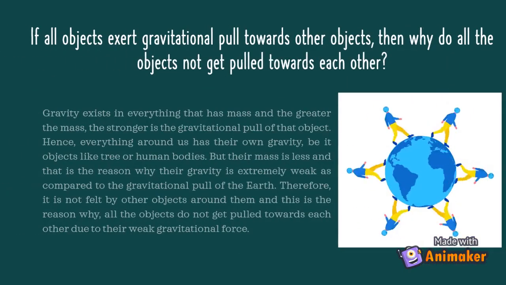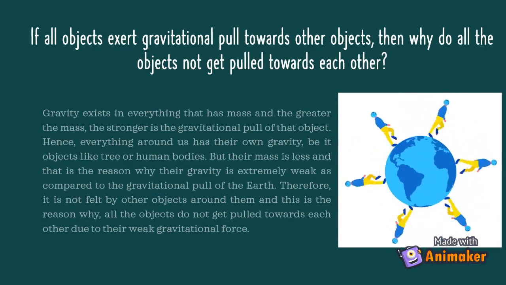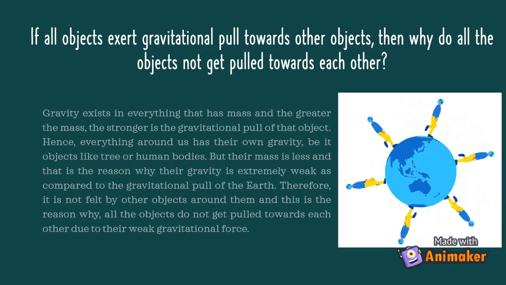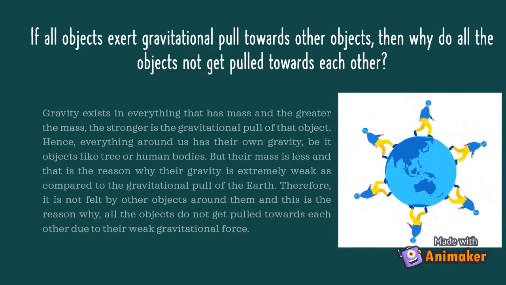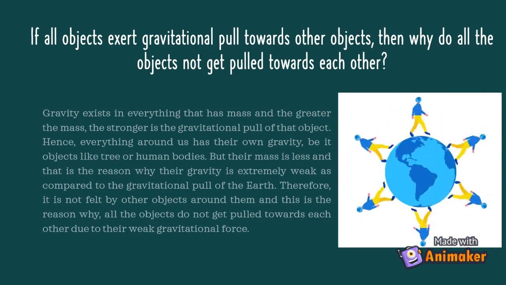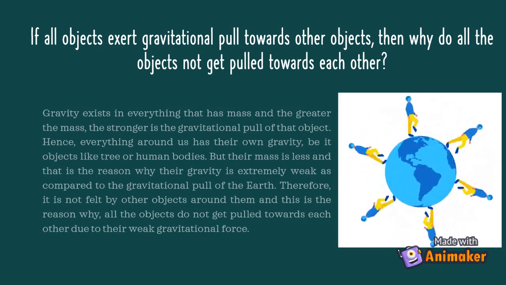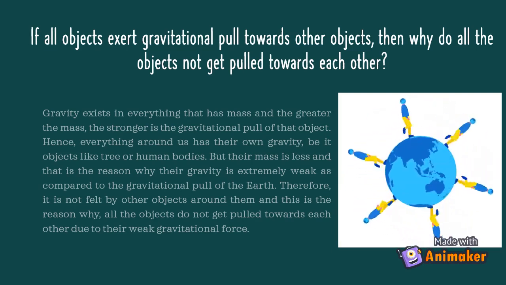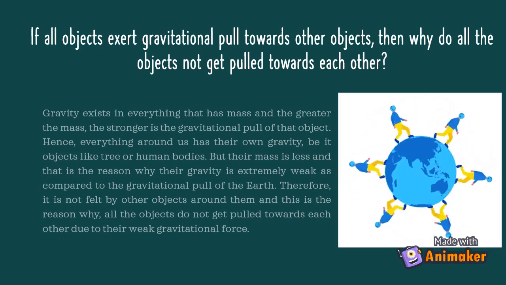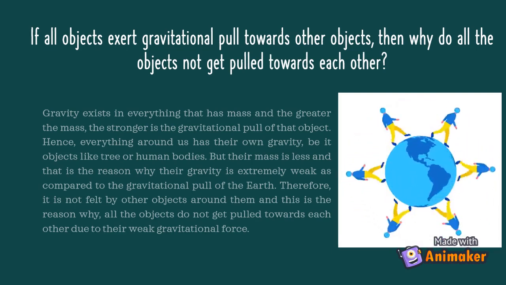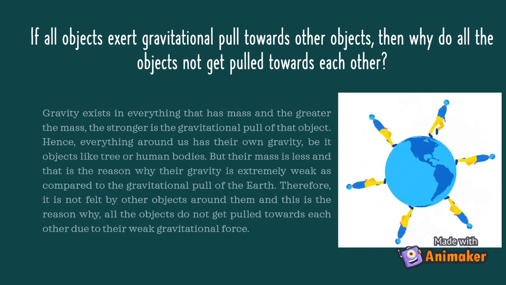If all objects exert gravitational pull towards other objects, then why do all the objects not get pulled towards each other? Gravity exists in everything that has mass, and the greater the mass, the stronger is the gravitational pull of that object. Hence, everything around us has its own gravity, be it objects like trees or human bodies. But their mass is less, and that is the reason why their gravity is extremely weak compared to the gravitational pull of the Earth. Therefore, it is not felt by other objects around them, and this is the reason why all the objects do not get pulled towards each other due to their weak gravitational force.